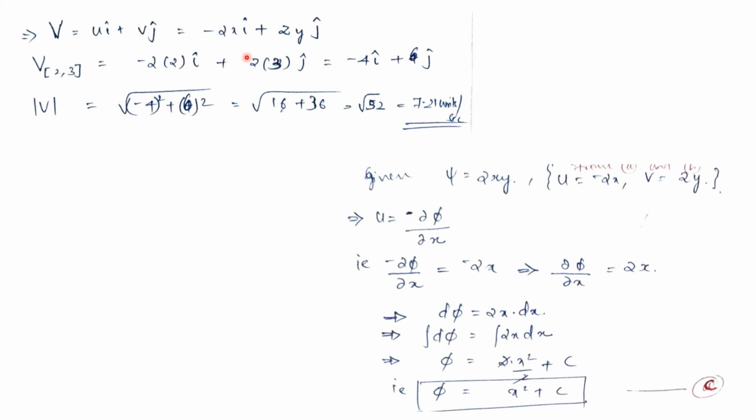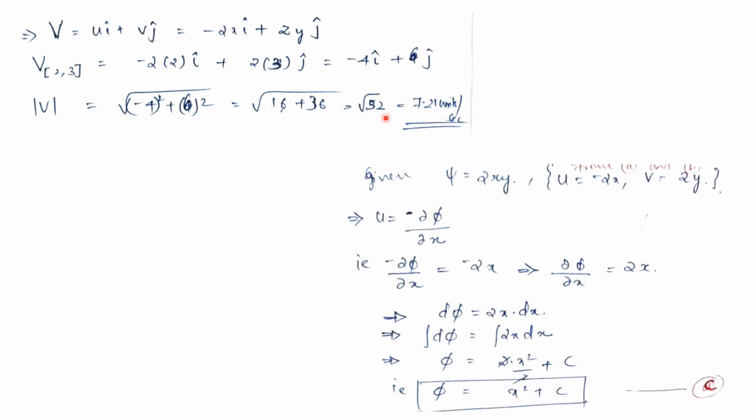And at the point 2, 3, we need to substitute the values of x and y. That's a simple term. Minus 2 into 2, which is x over here, i, plus 2 into 3. The 3 value is y over here, j. So substituting that, minus 2 into 2, minus 4i, plus 3 into 2, 6j. So the magnitude would be the square root of minus 4 squared plus 6 squared, that means 16 plus 36, square root of that, it's equal to 52.